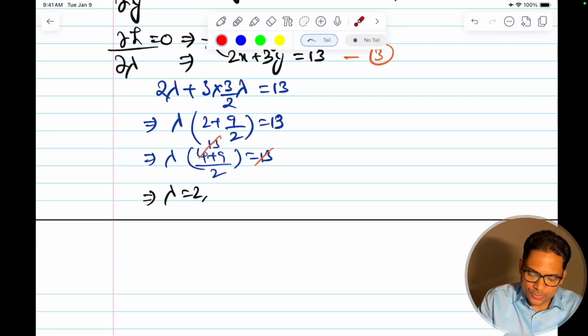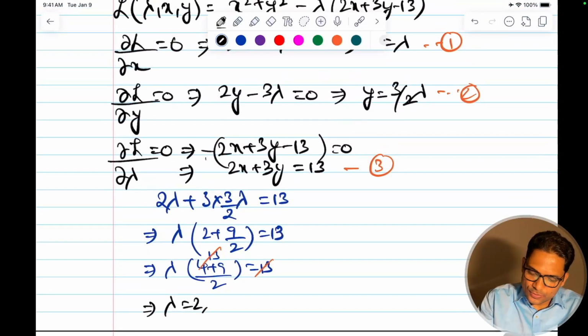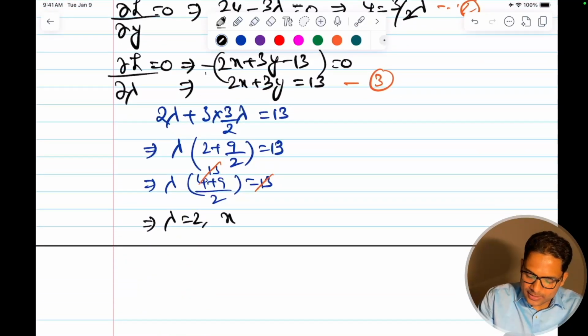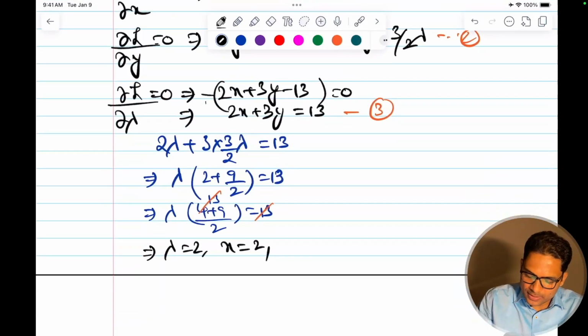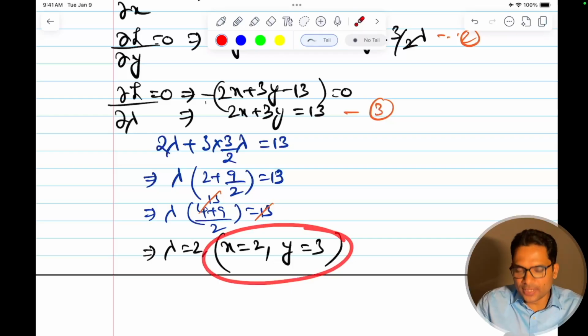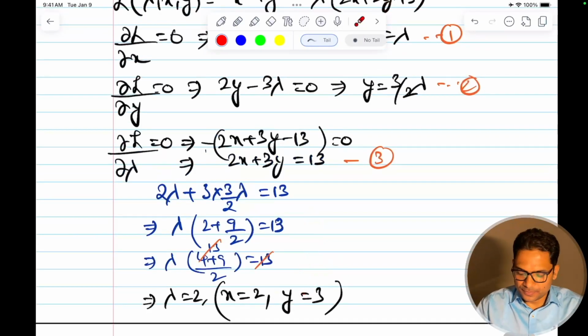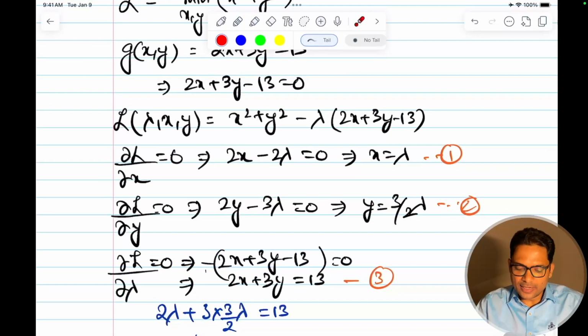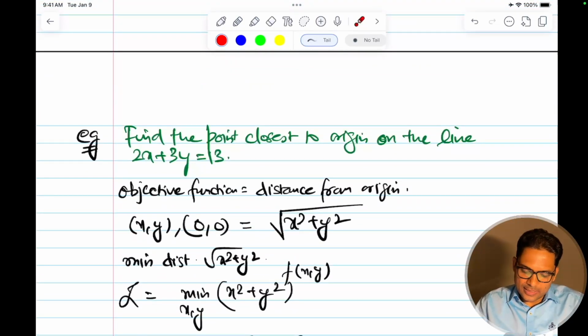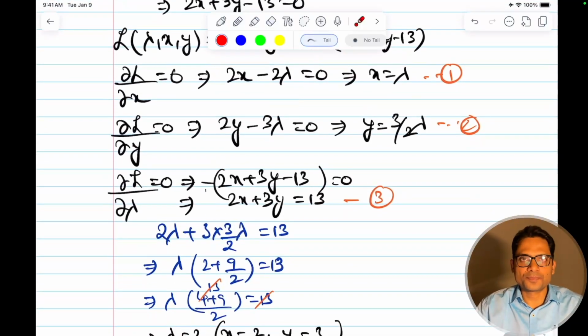So we got λ is equal to 2. So for that constraint, what will be my x? For x is equal to λ, this implies x is equal to 2, and y is equal to 3 by 2 λ. This implies y is equal to 3. So this point x equal to 2 and y equal to 3 will be the point closest to the origin given the constraint that this should lie on this line. I hope constraint optimization is clear now. If that is clear, then let's move on.